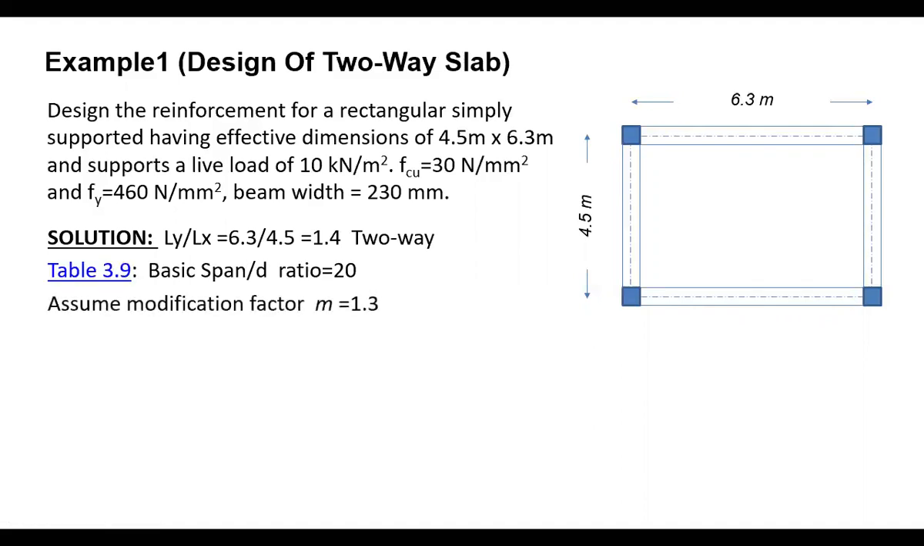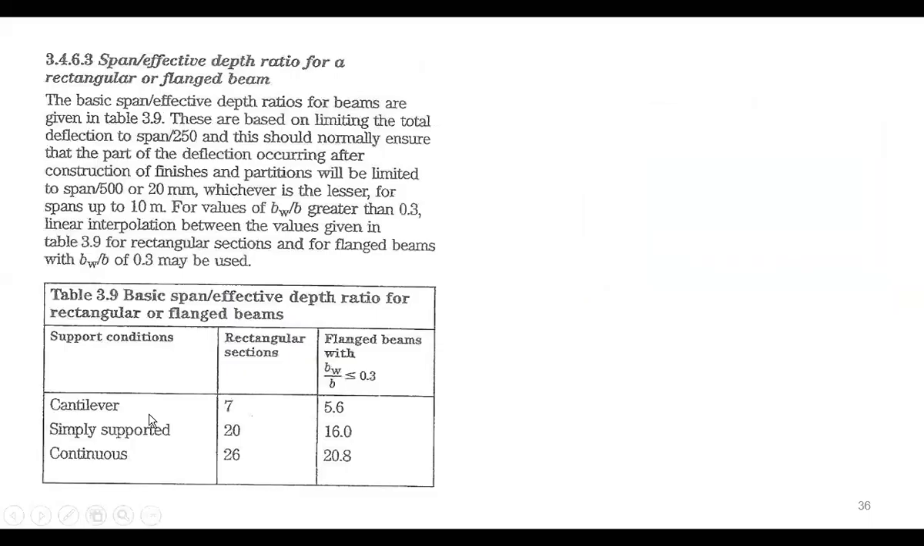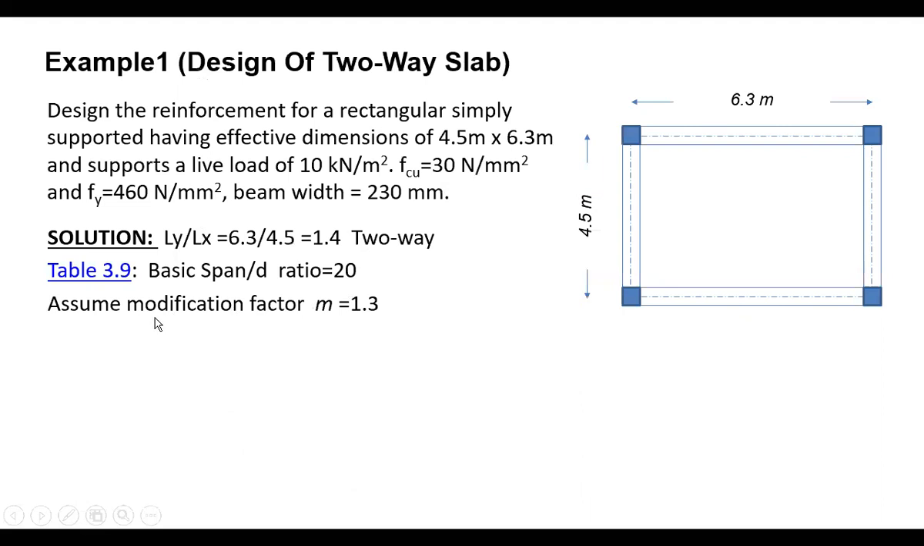So we have to find first, starting by initial proportioning, the thickness, the depth, and the total thickness of this slab, so you can use it later on to get the self-weight of the slab. As you know, from table 3.9, the basic span to depth ratio, you can see here, this is table 3.9 in the British standard. This is simply supported. The basic span to depth ratio is 20. So we can use this one, it is 20, and we assume a modification factor of 1.3.